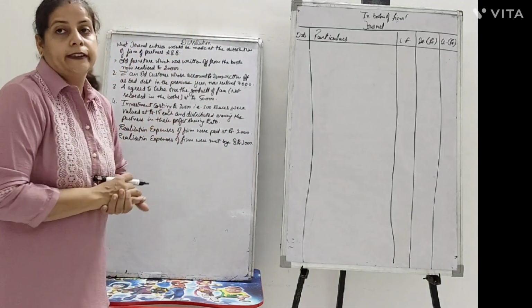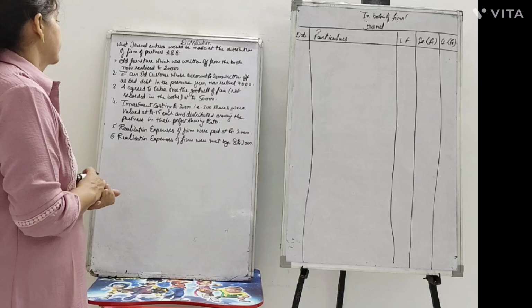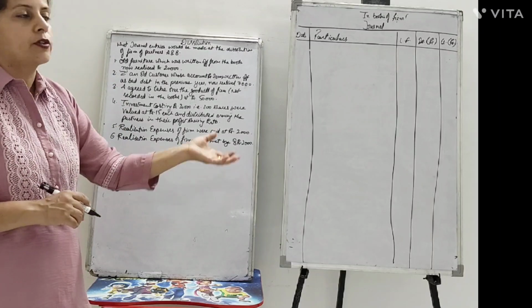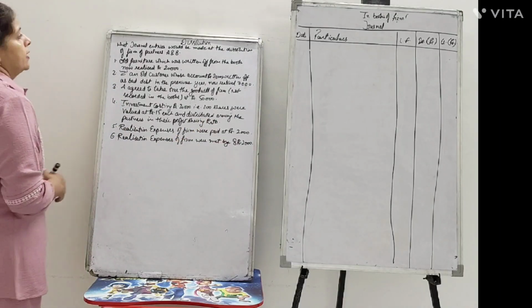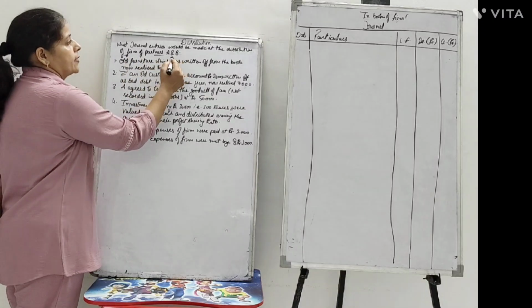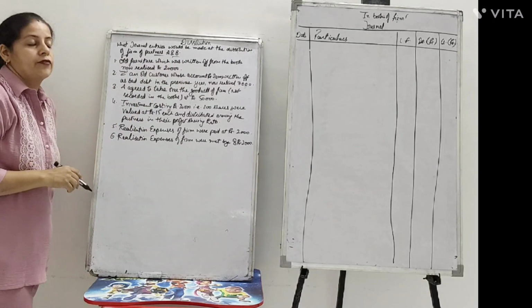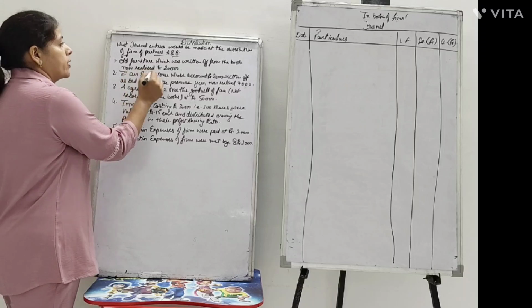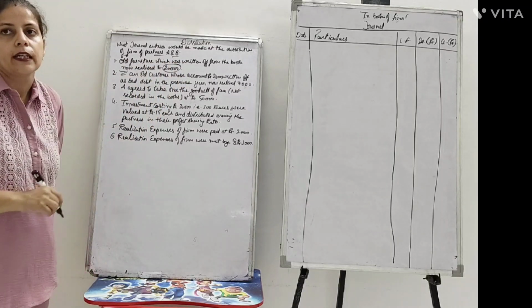Continuing with the journal in relation to the dissolution, we have a few further points which we will discuss today. Let's see what journal entries would be made at the dissolution of the firm of partners A and B. Old furniture which was written off from the books is now realized at 20,000.